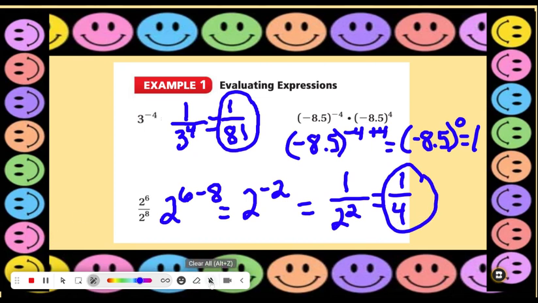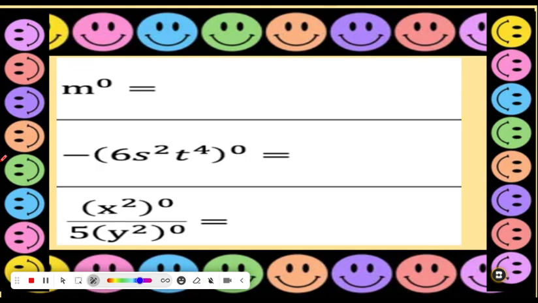Okay, let's try some more. So m to the 0 power, we know any number or variable to the 0 power equals 1. The second one, there's a negative on the outside, so I know my answer is negative something. Well, 6 to the 0 power is 1. s squared, 2 times 0, is s to the 0 power, which equals 1. And t to the 4th, 4 times 0 is 0, which equals 1. So negative 1 would be your answer for that.